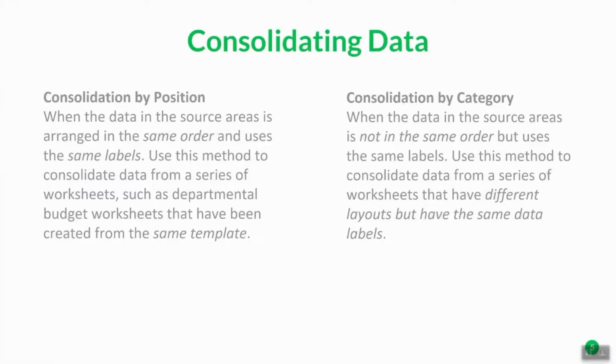First, consolidation by position. When the data in the source areas is arranged in the same order and uses the same labels, use this method to consolidate data from a series of worksheets, such as departmental budget worksheets that have been created from the same template. So that's consolidate by position.